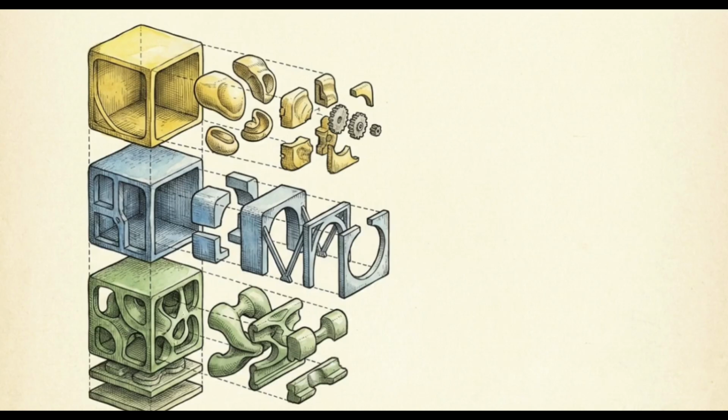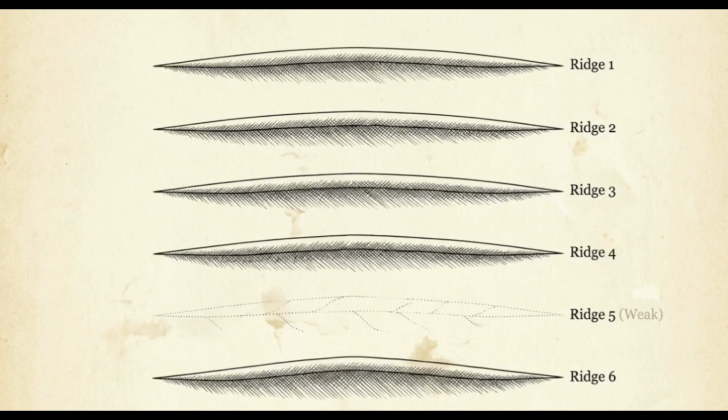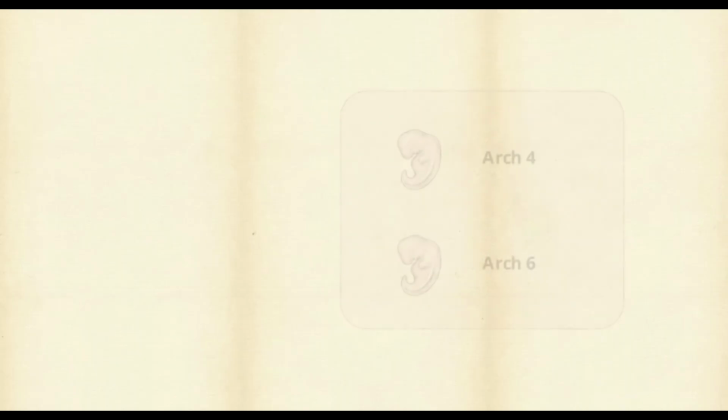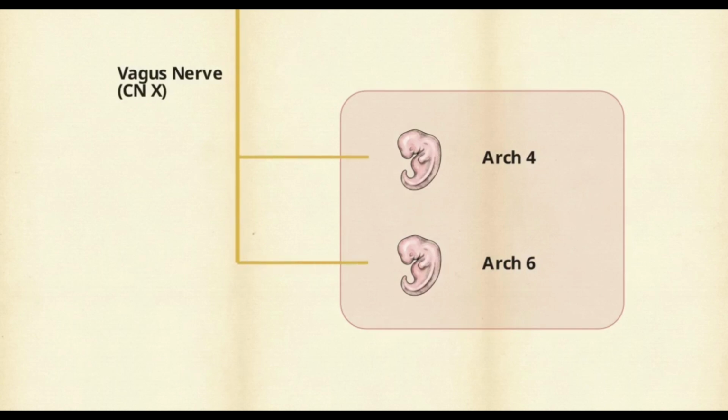The architecture follows strict sequential logic. Moving down arches 1, 2, and 3, their assigned cranial nerves move sequentially up: V, 7, and 9. Arch 5 is extremely small and disappears almost immediately in early development, leaving only arches 4 and 6. Arches 4 and 6 group together structurally. They share branches of a single massive nerve, the vagus nerve, cranial nerve X.